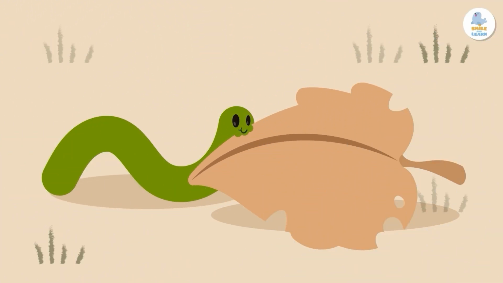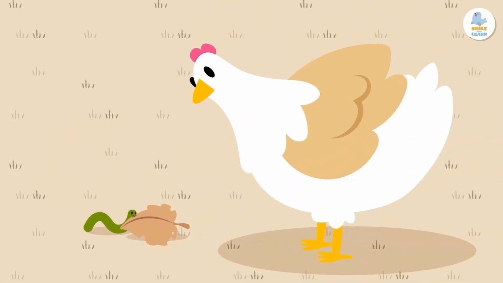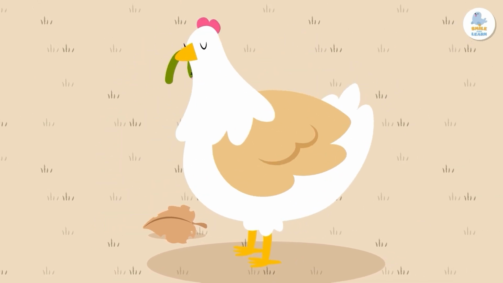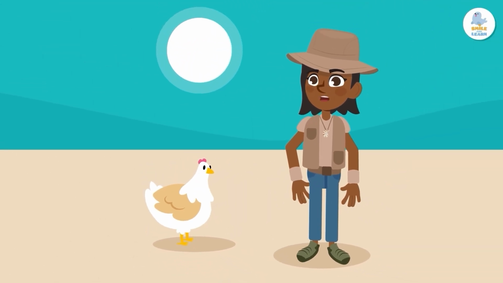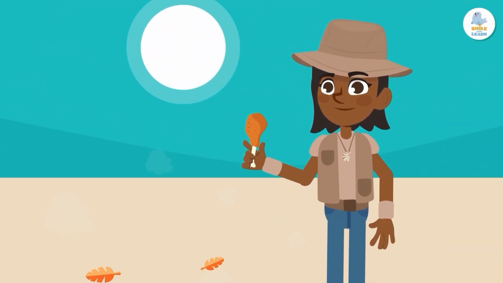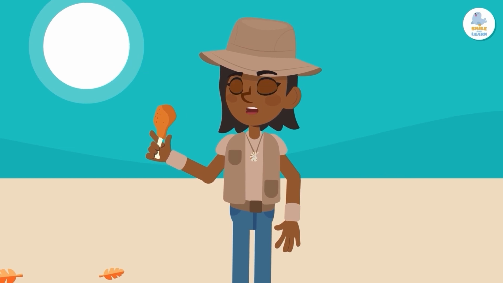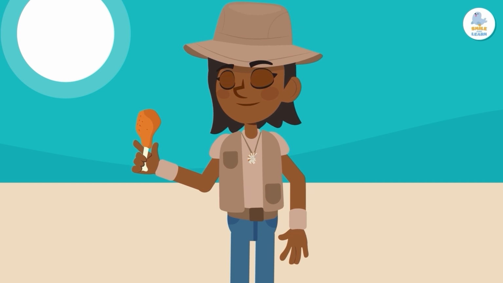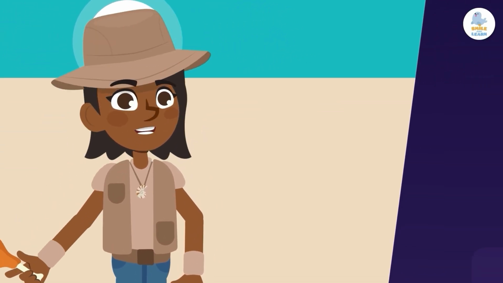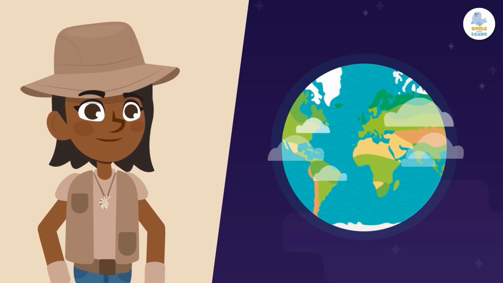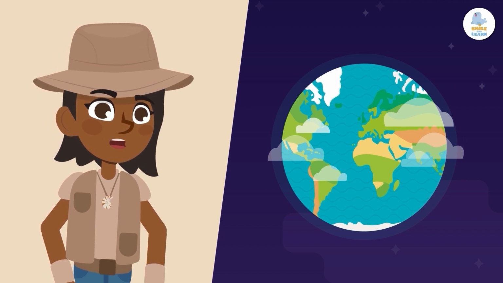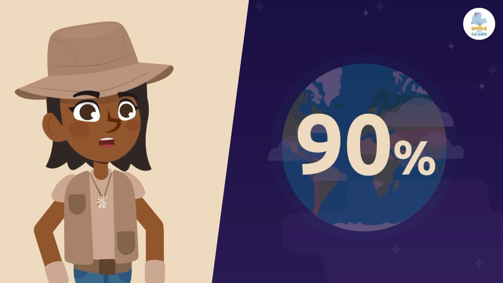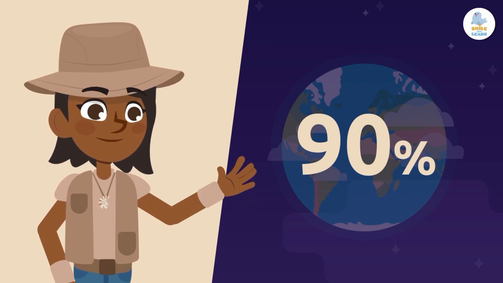Here we can see this hungry worm eating some delicious dead stuff. Then a chicken eats the poor worm. And later, a human eats the chicken. Wow! See? We're not too far removed from dead things in brown food chains. Brown food chains are extremely important for sustaining the Earth's ecosystems. In fact, 90% of the food chains on Earth are brown. Amazing, right?